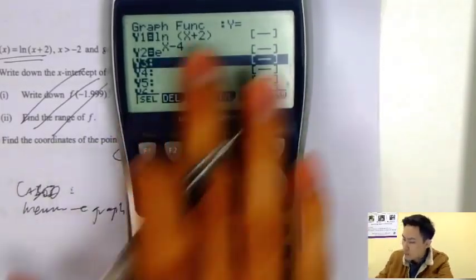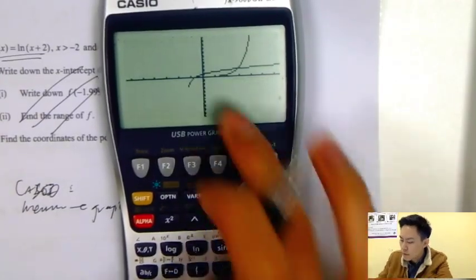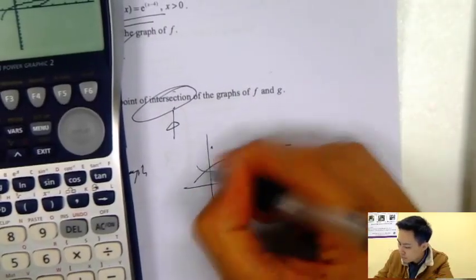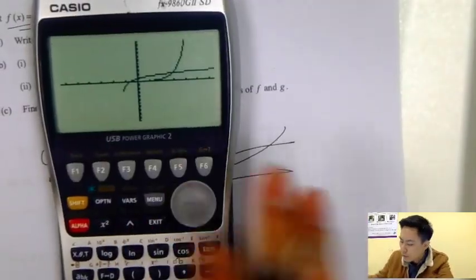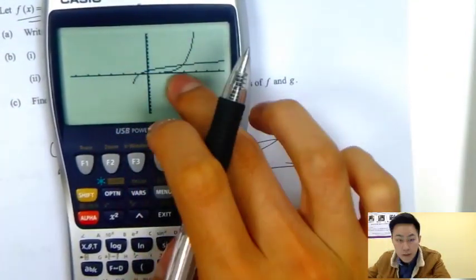So remember, you have to type in the equation in the graph, and then you draw it. Then you will see the intersection point here. So you draw it out, and then how do you find an intersection? We all know it is menu and graph, and then type in the graph function into the GDC.